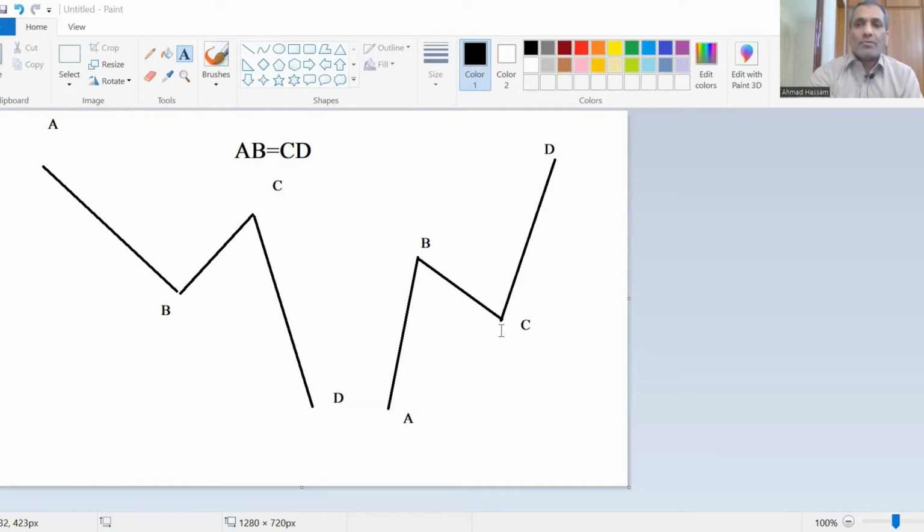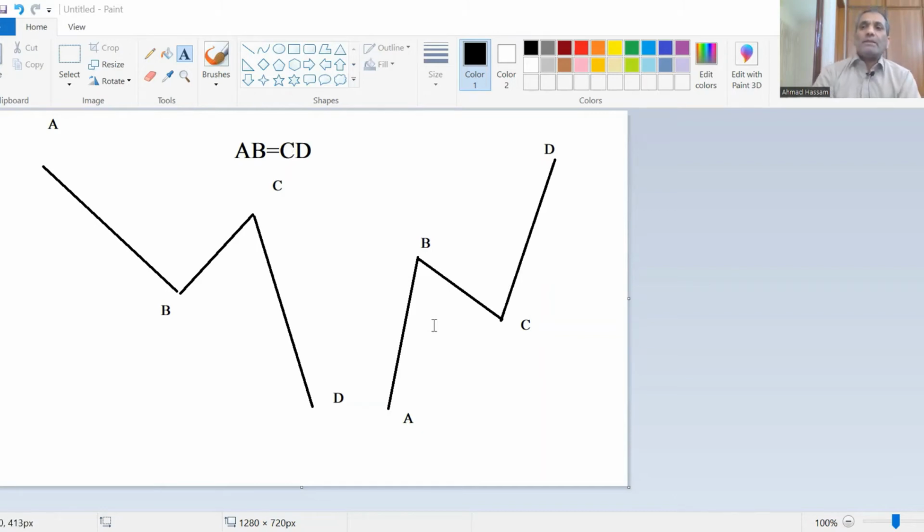BC, this retracement, also should be a Fibonacci ratio. It can be 0.382 of AB, or it can be 0.618 of AB. It can even be close to this. Sometimes you'll find that price retraces almost to this A level. This is what we call a double bottom pattern. In the same way, price can retrace up to this A level. We call it a double top pattern.